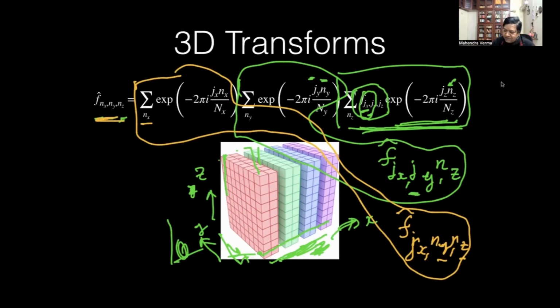And each sum is basically n cubed. How many nx, ny, nz? n cubed. So it's n to the power 6 operations, and it is huge. If n is 1000, that is 10 to the power 3, to the power 6, which is 10 to the power 18. That's impossible. That's where we want to use some clever scheme using the fast Fourier transform.